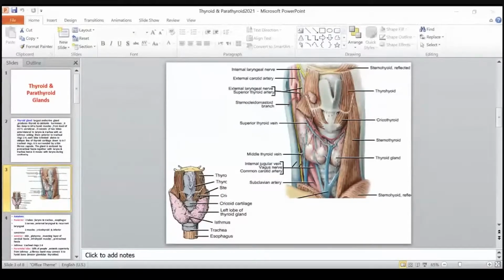As I said, the two lobes are connected to each other by a single median part, which we call the isthmus of the thyroid gland. The isthmus posteriorly is related to the second, third, and fourth tracheal rings. Anteriorly are the same relations as the thyroid gland: skin, superficial fascia, investing layer of deep cervical fascia, and then the pretracheal fascia with the strap muscles or the infrahyoid muscles.